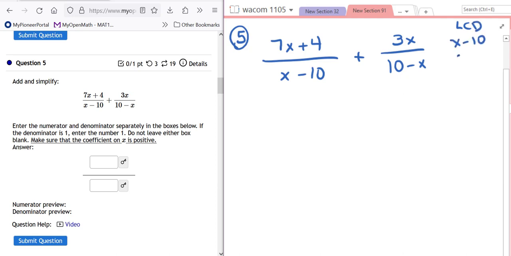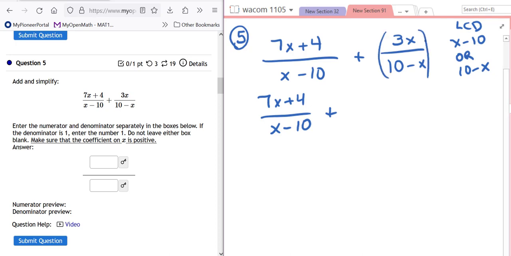So x minus 10 or 10 minus x. And your answer is going to look different depending on which one you pick. I like to pick the one that looks normal. So the x minus 10 is what I'm going to pick, right? That means my first fraction is good. I'm going to bring it down. Right? The second one, to make this into x minus 10, because that's what I've chosen, I need to multiply it by negative 1. So I'm going to do it times negative 1 over negative 1. And that's okay because that's really 1.